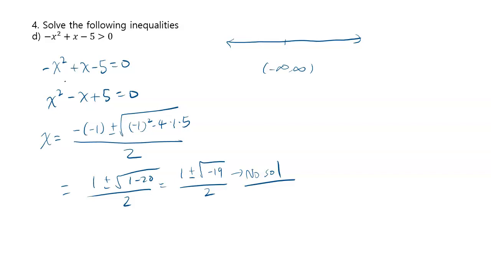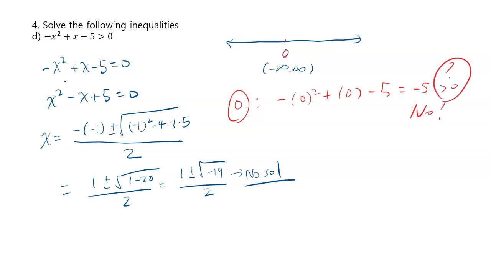So let's see. I'm going to take 0 as my sample number. At 0, if you plug in, I chose 0 because this is the easiest, right? That gives you negative 5. Is this bigger than 0? Well, no. So because it's a no, it doesn't work. So for D, there'll be no solution.